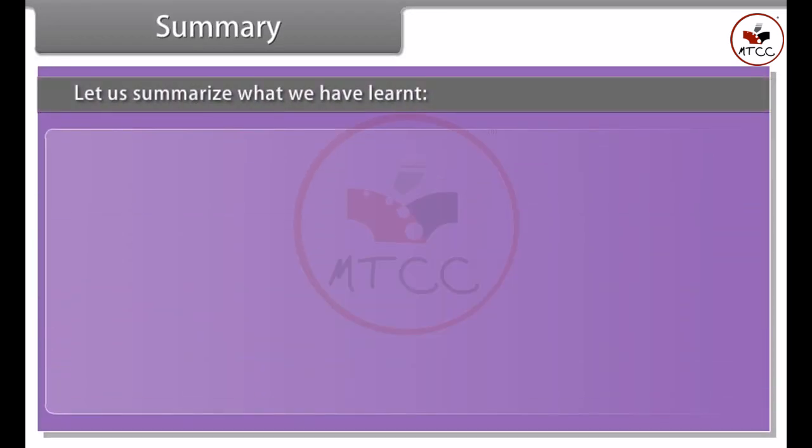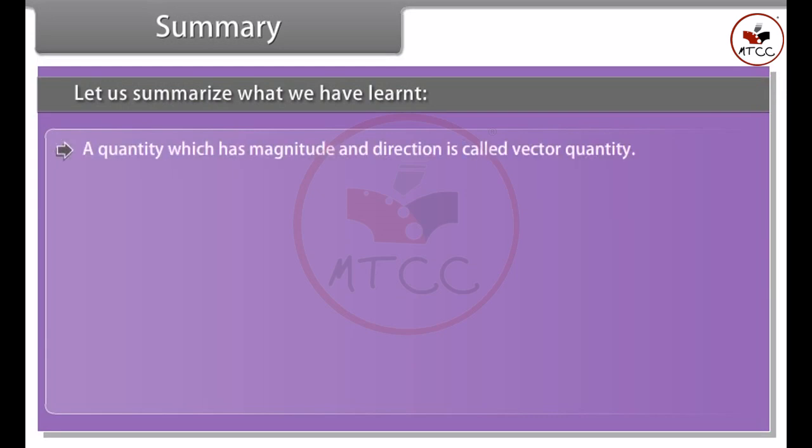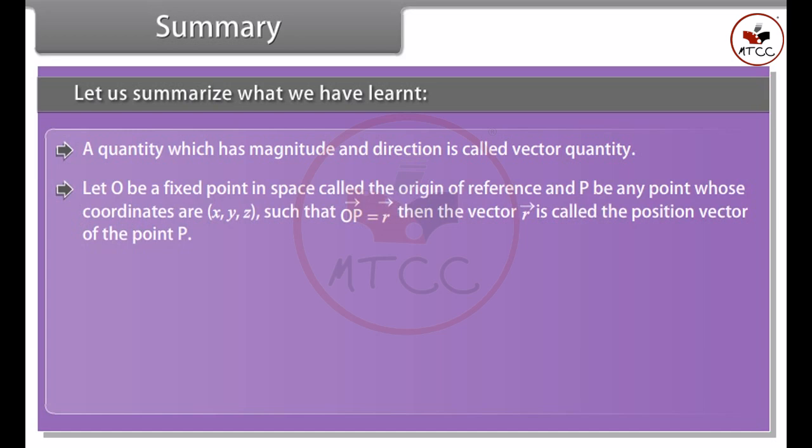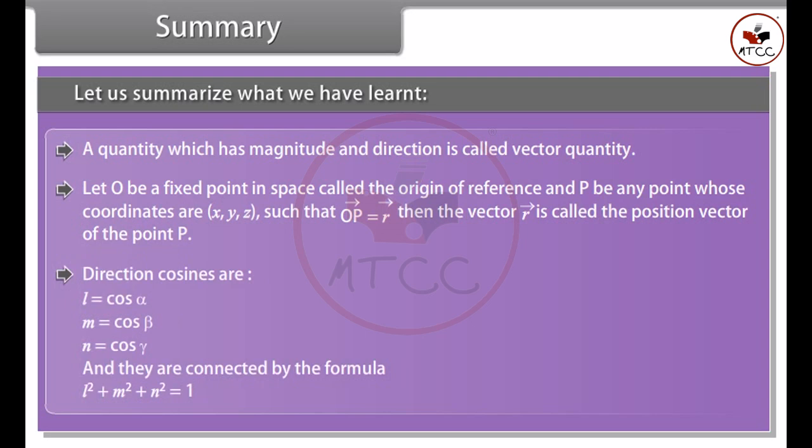Summary. Let us summarize what we have learned. A quantity which has magnitude and direction is called a vector quantity. Let O be a fixed point in space, called the origin of reference, and P be any point whose coordinates are x, y, z such that vector OP is equal to vector R. Then the vector R is called the position vector of the point P. Direction cosines are l equals cos alpha, m equals cos beta, n equals cos gamma, and they are connected by the formula l squared plus m squared plus n squared equals 1.